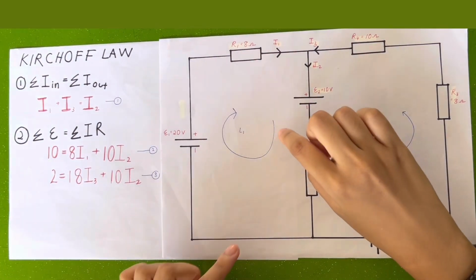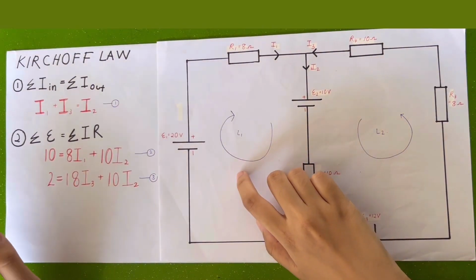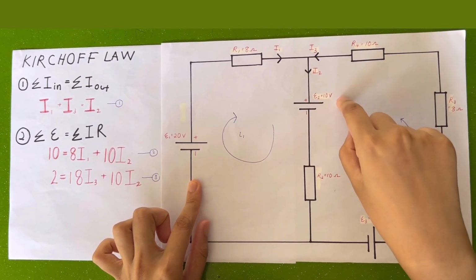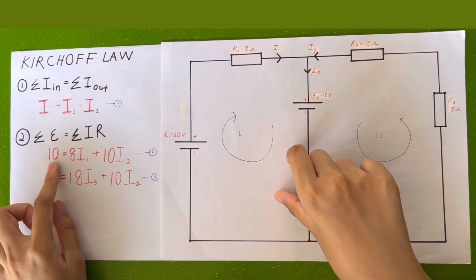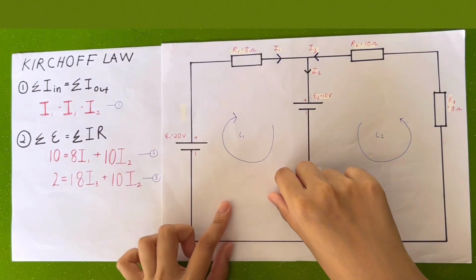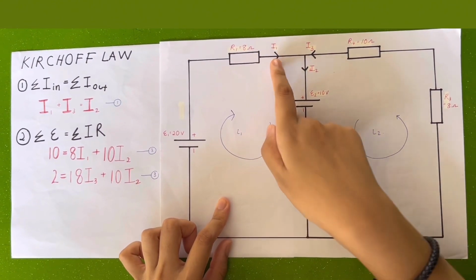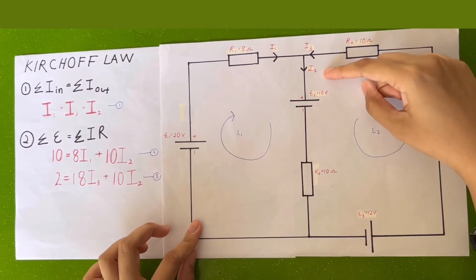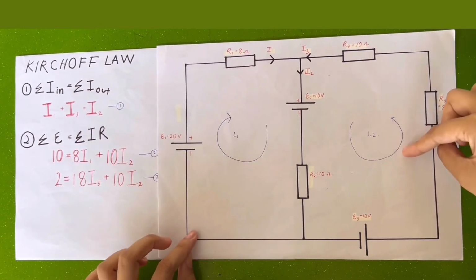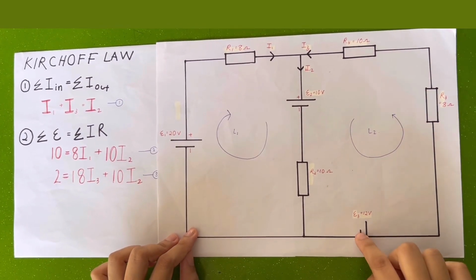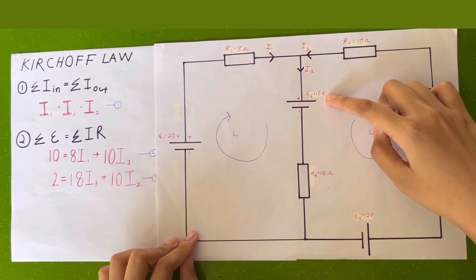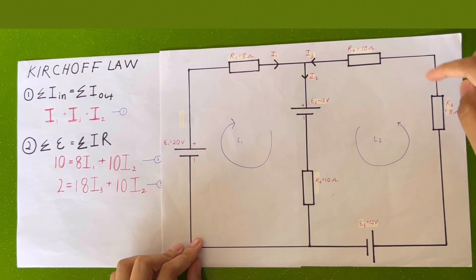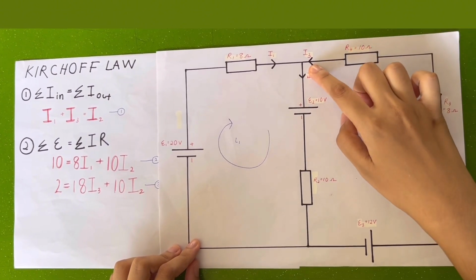For the second Kirchhoff law, the total voltage will be equal to the total current times resistance in a loop. For loop 1, the total voltage will be 20 minus 10 because of the opposite direction with the loop, so it will be 10. For the IR, it will be 8 times I1 and 10 times I2. For the second loop, the total voltage will be 12 minus 10, and the IR will be 8 plus 10 times I3 and also 10 times I2.